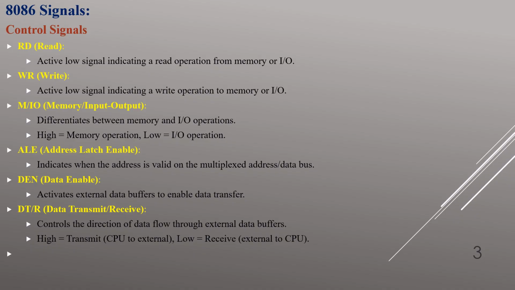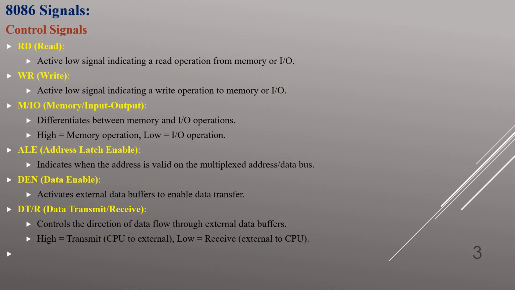Next one is M/IO, that is memory input output, a signal that differentiates between memory and input output operations. When this pin is high, the operation is a memory operation, and when this pin is low, the operation is directed towards the input output device. Next one is ALE, that is address latch enable, a signal that indicates when the address is valid on the multiplexed address data bus.